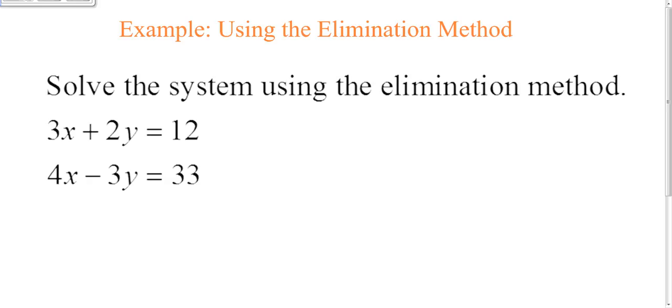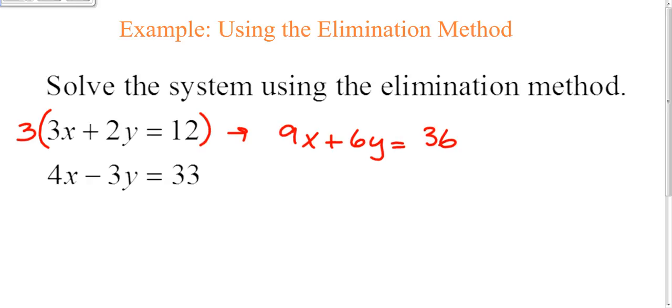So I'm going to get one of them to drop out. I am going to choose to get my y's to drop out in this case. Right now, if I add 2 and negative 3, I don't get 0. So you want to multiply, in this case, both equations by something so that you get one of the variables to drop out. I am going to multiply the top equation by 3. When I multiply the top equation by 3, this becomes 9x plus 6y equals 36.